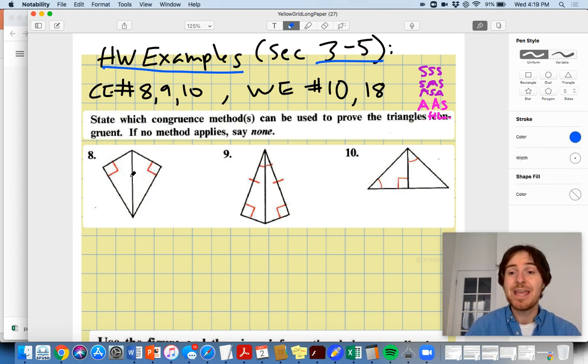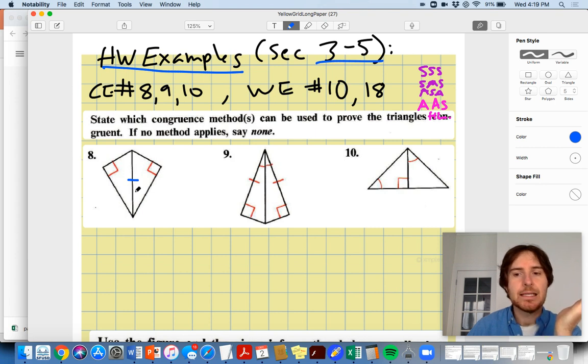What can we see here? Oh, we have a shared side here. I'm gonna mark it up. So this is number 8. What do I know? I know that I have a right triangle here, I have a right triangle here, and it shares a side in between here. So the question is, are these 2 triangles congruent?